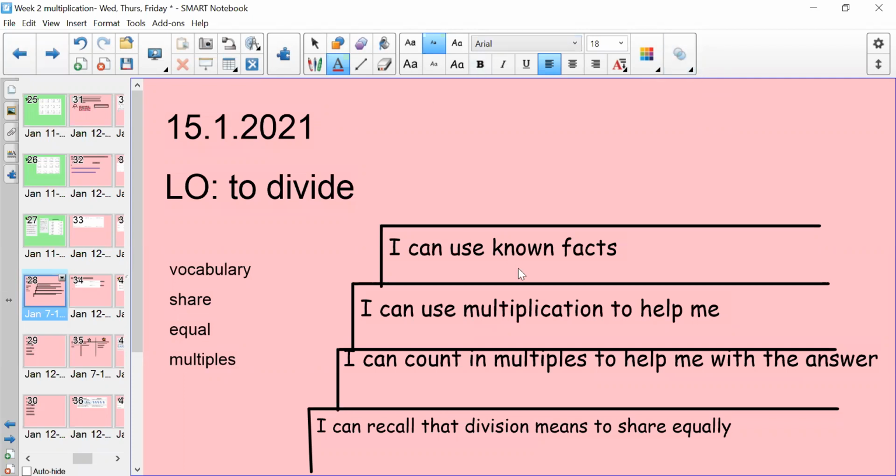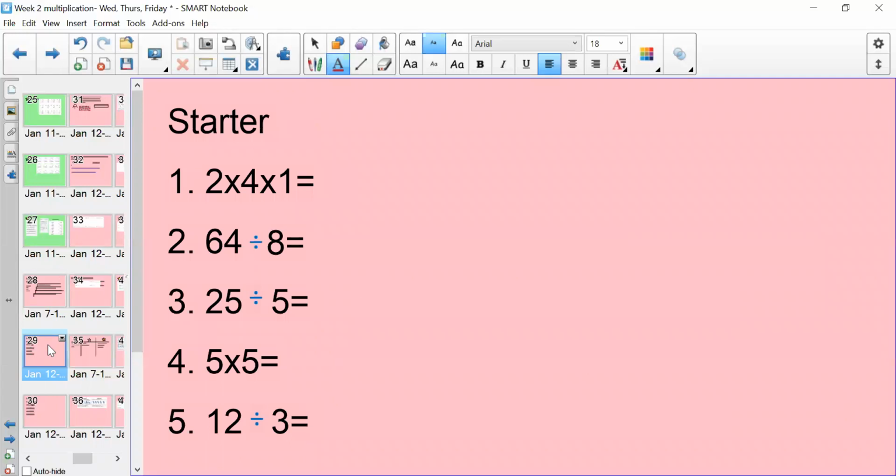Okay, so we've done lots of dividing before this year. So this lesson is a revision lesson, just to get you remembering how we can divide, because next week we're going to be dividing bigger numbers. This is just an important lesson for you to get back into your division knowledge. To start with, we've got a division starter with some multiplication as well. So pause the video and give yourselves 5 minutes or less to complete that starter.